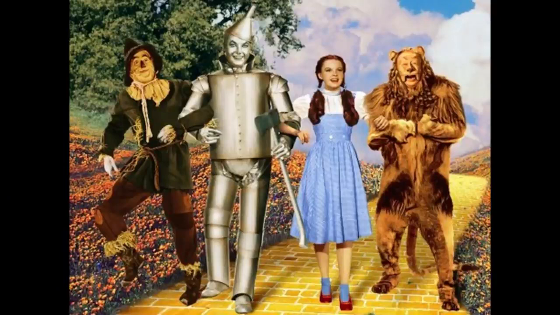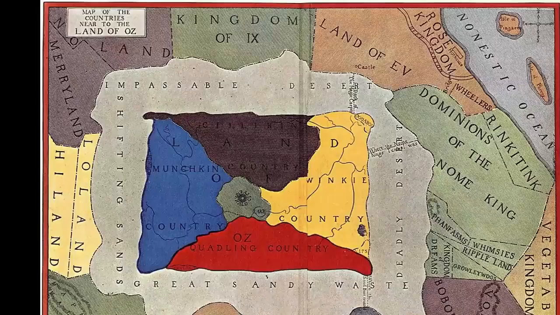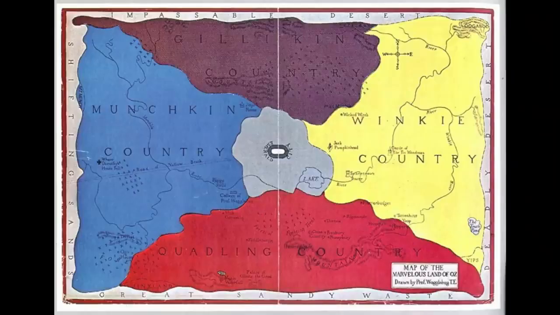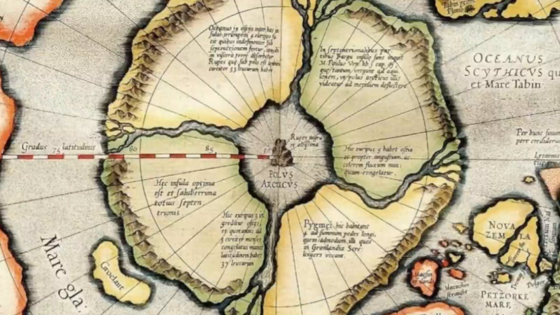Dorothy and her unlikely band of friends must follow the yellow brick road to the Emerald City to ask the wizard if she can be sent home. The author, Lyman Frank Baum, developed maps for his land of Oz. Does this remind you of something? 4 lands or continents surrounding the central Emerald City, just like the North Pole in Mercator's map.